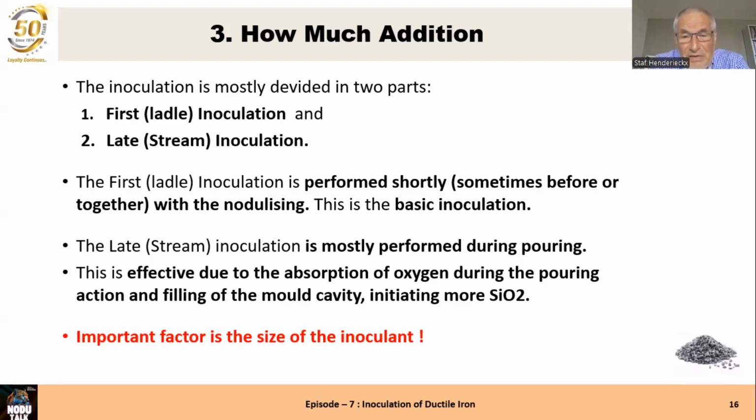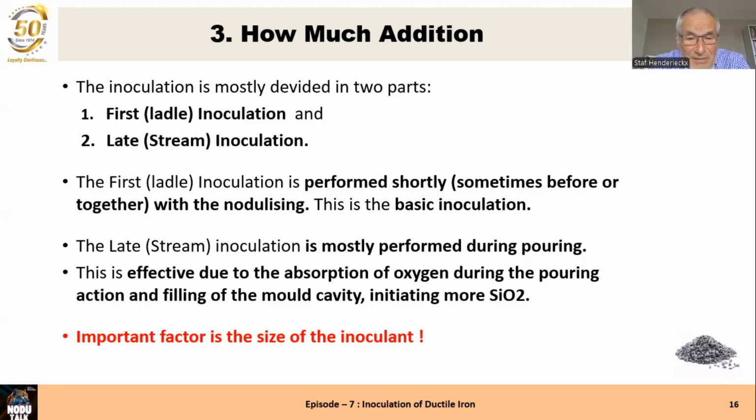The first inoculation is performed shortly before or even together with the nodulizing. This is the basic inoculation. You know, you have foundries who do it during the tapping on the nodulizer, that they also add already inoculant. You have foundries who in the bottom of the treatment ladle put the nodulizer plus some inoculant, and then the covering by some thin steel sheets. The late or stream inoculation is performed during the pouring, and that's also very effective, because it's the last time you can change something on the metal.